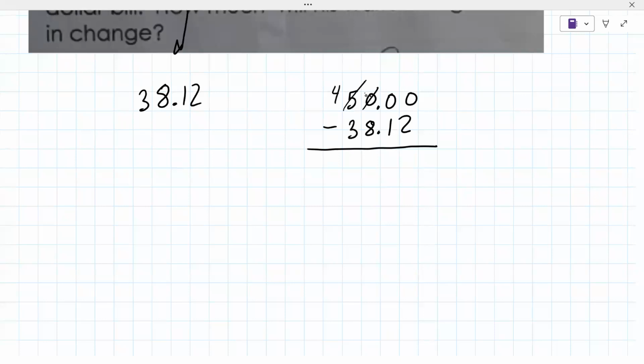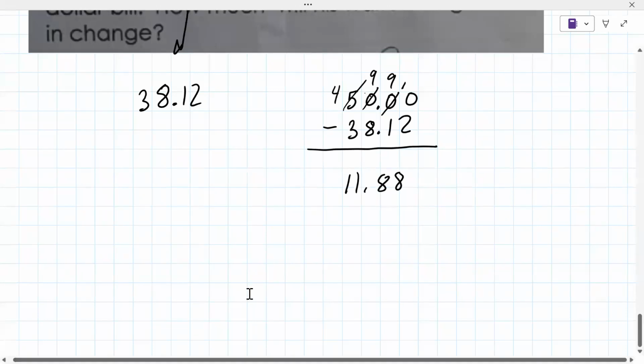What happens to this first 0? It becomes a 9. Okay, what happens to the next 0? A 9. Okay, and what about the last 0 on the right? A 10. Okay, so I want you to subtract these numbers on your own, please. Okay. $11.88. Okay, very good.